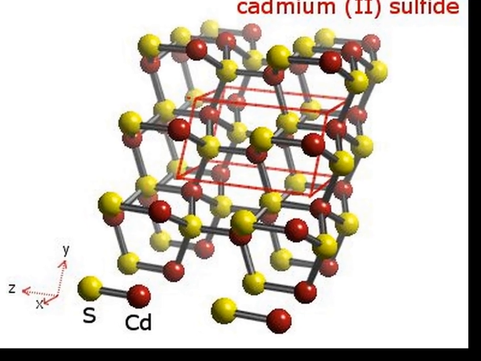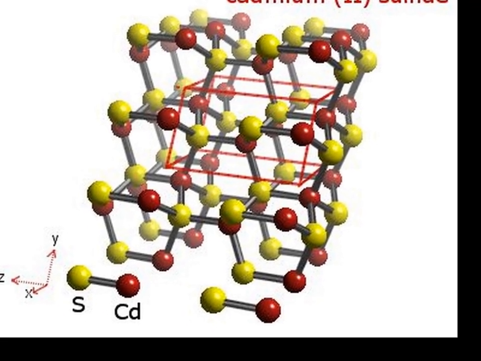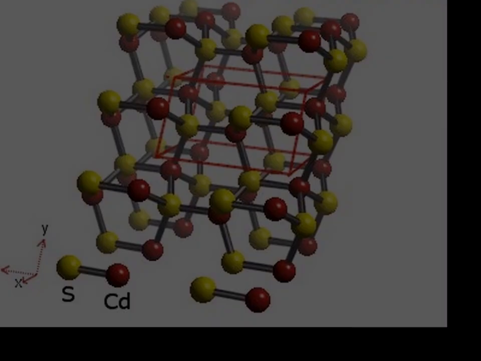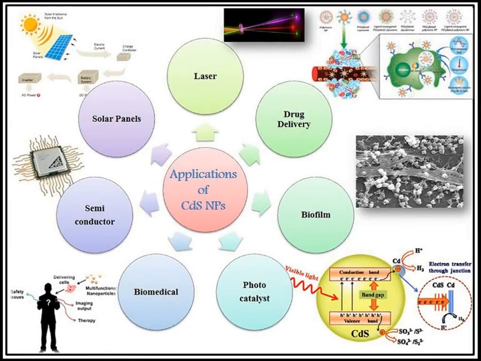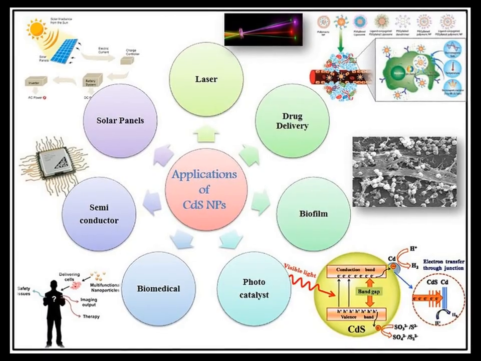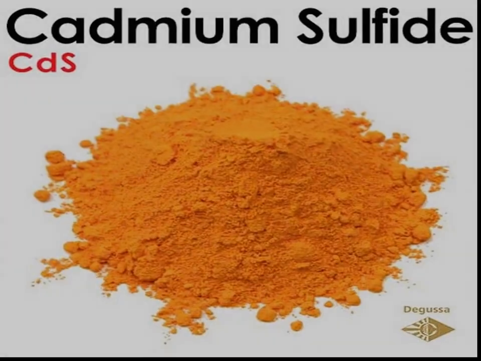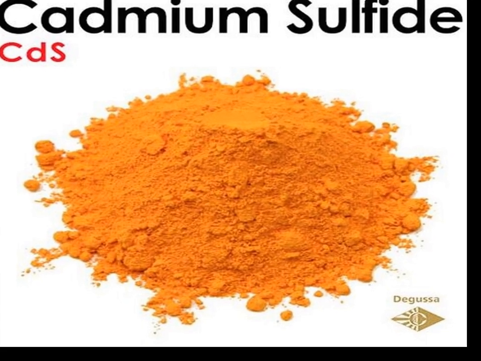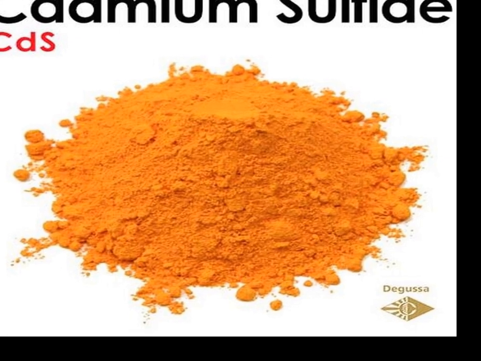In electronics and materials science, CdS plays a crucial role as a semiconductor material. It is used in thin-film solar cells, typically as a window layer deposited on top of materials such as cadmium telluride, CdTe, or copper-indium gallium selenide, CIGS.